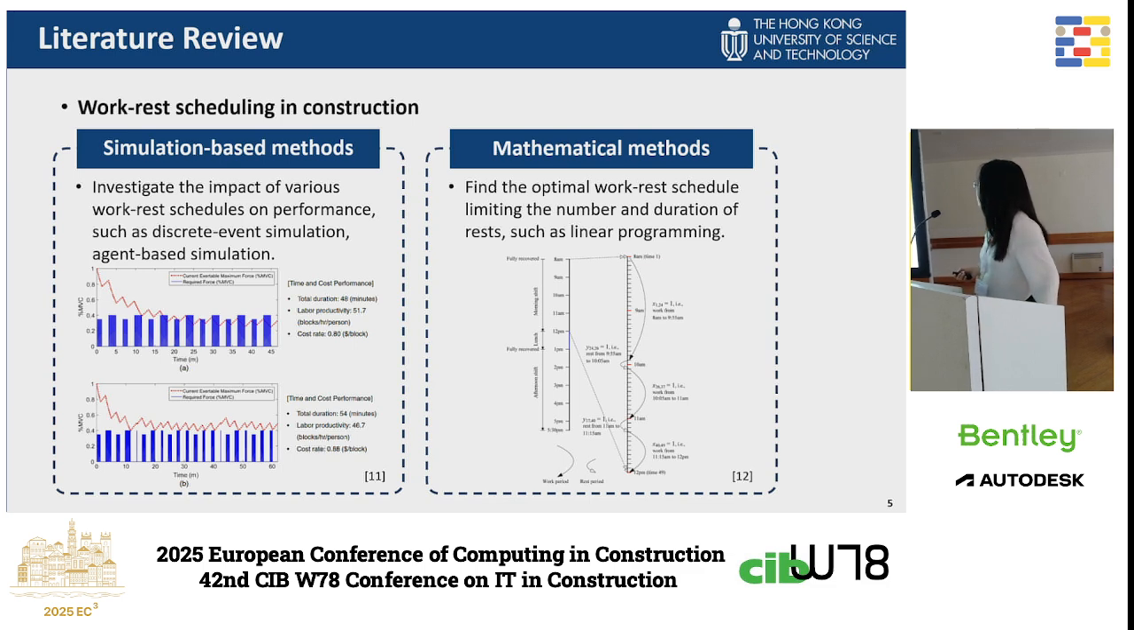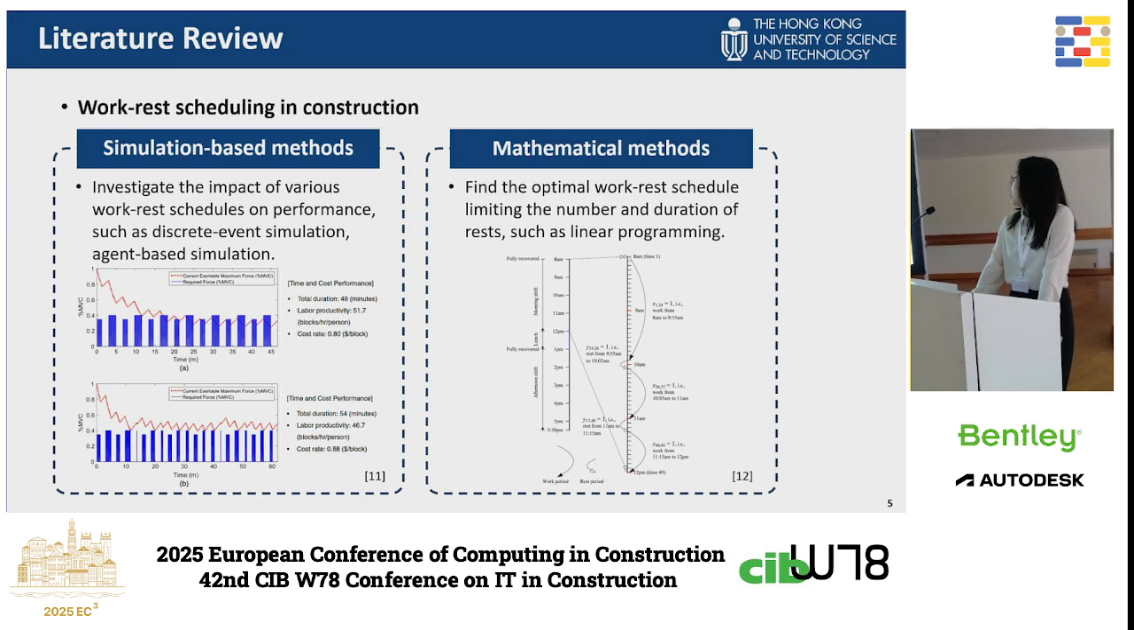rest. And the second category is using mathematical methods like linear programming to find the optimal work-rest schedule. But it will constrain the numbers and also durations of the rest. For example, in this case, it will try to allocate or arrange 3 rests with a duration of 5 minutes in this schedule. So this may overlook the benefits of more flexible and shorter rest periods, but the finer time granularity will result in an expanded search space. So it may not be feasible for linear programming.